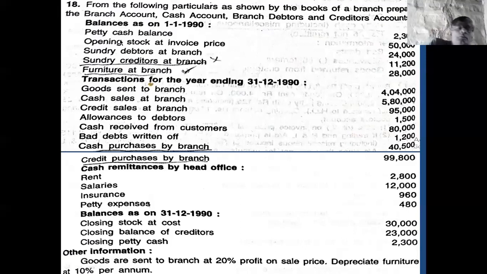Okay, you see this problem. First, they are given opening balances for you people. All the opening balances are given. Under that, opening petty cash is there. Then next is opening stock. Opening debtors is there. Then sundry creditors, furniture. Totally 1, 2, 3, 4, 5 balances are there. You tell me out of these, how many are the assets and how many are the liabilities? What are the assets and what are liabilities?